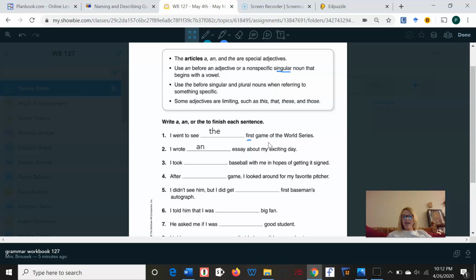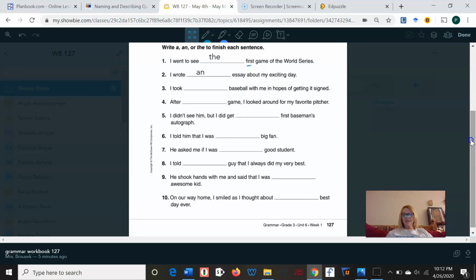Okay, let's look at one more. Let's go down to number 10. On our way home, I smiled as I thought about blank best day ever. Okay, here's our blank. We look at the word that we have behind that blank and we see that it begins with a consonant. So we know that our choices again are going to be A, because we can use A with words that begin with consonants, or we can use the. So we have to decide which one's going to make sense.